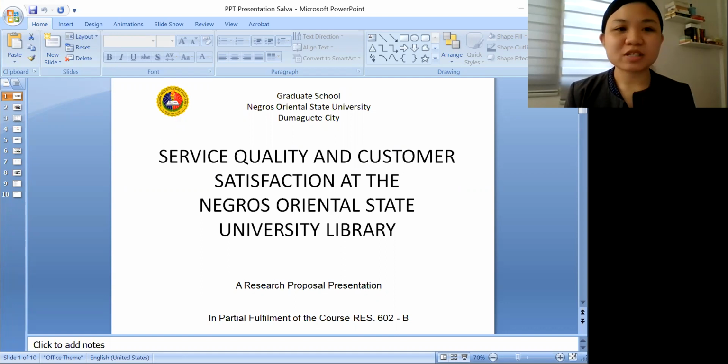I am here to present the research instruments, research environment, research respondents, data gathering procedures, and statistical tools used in our research proposal.